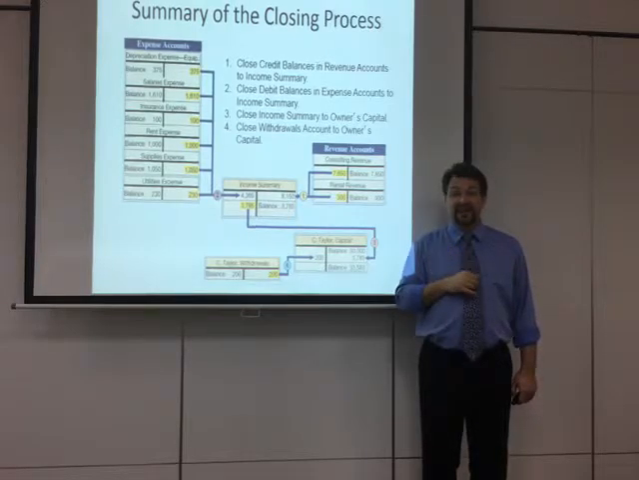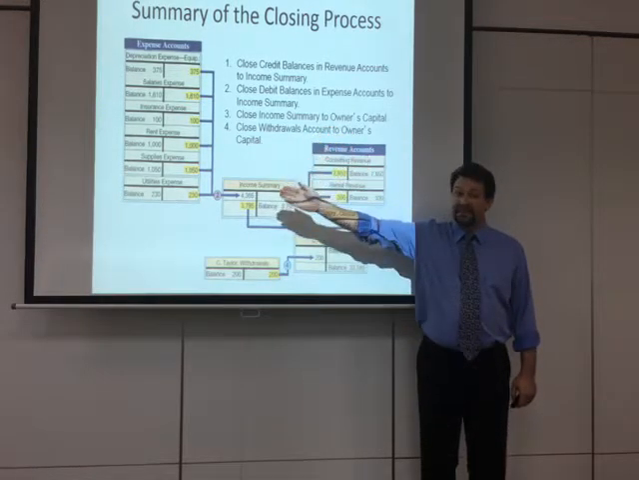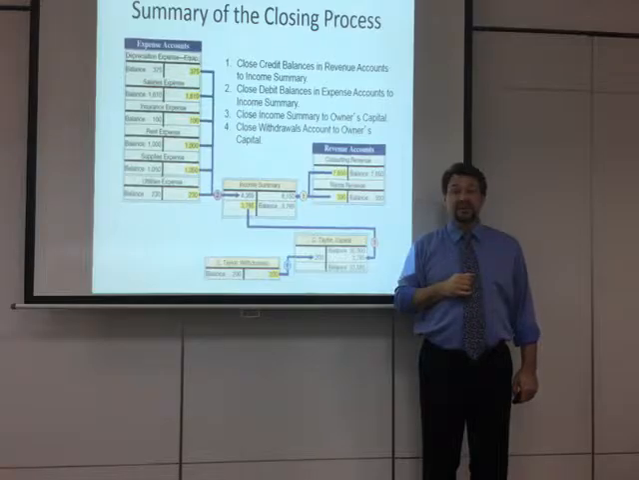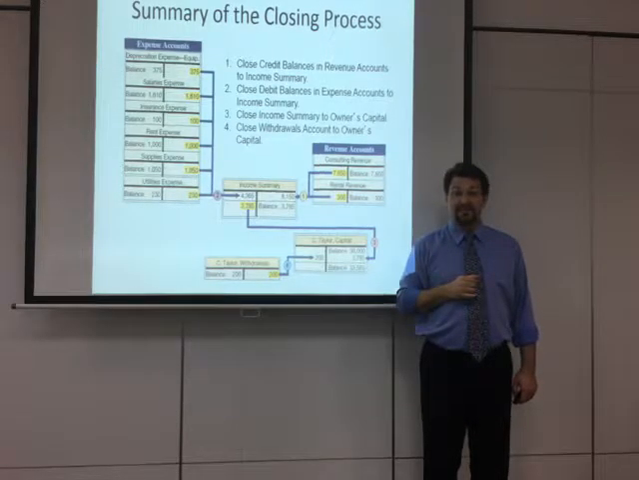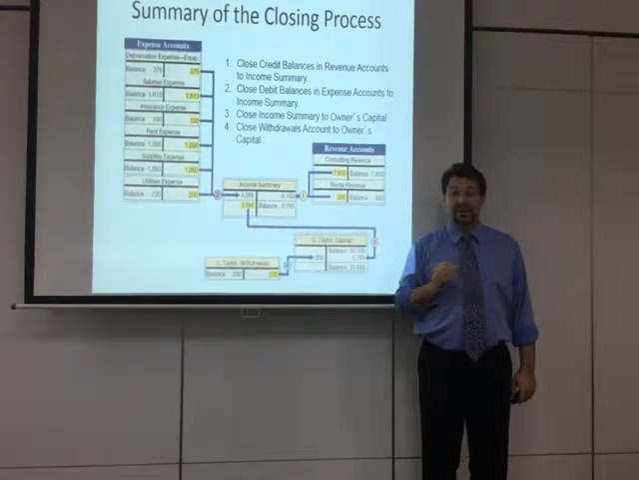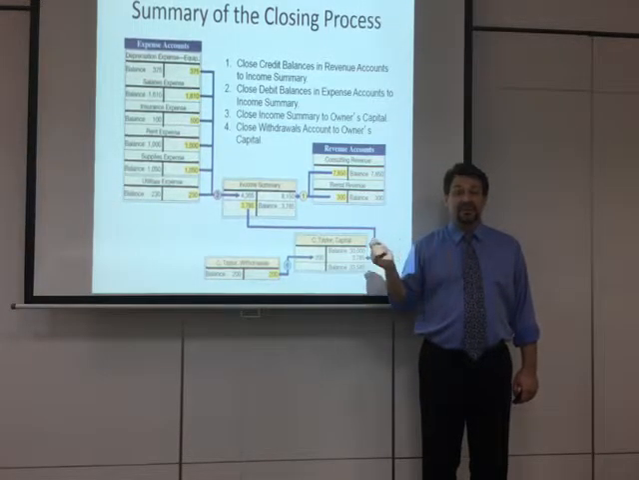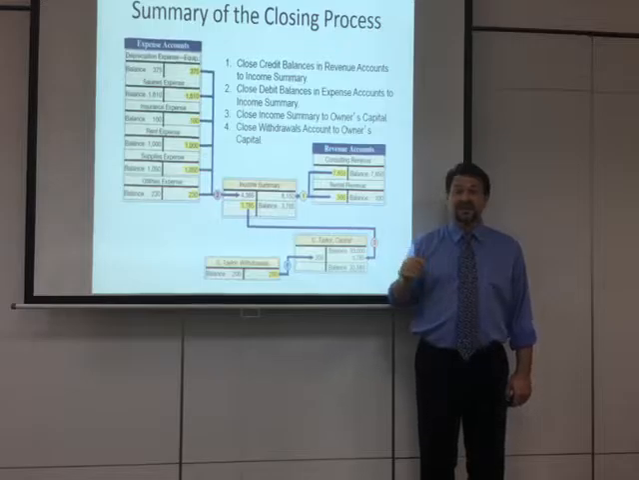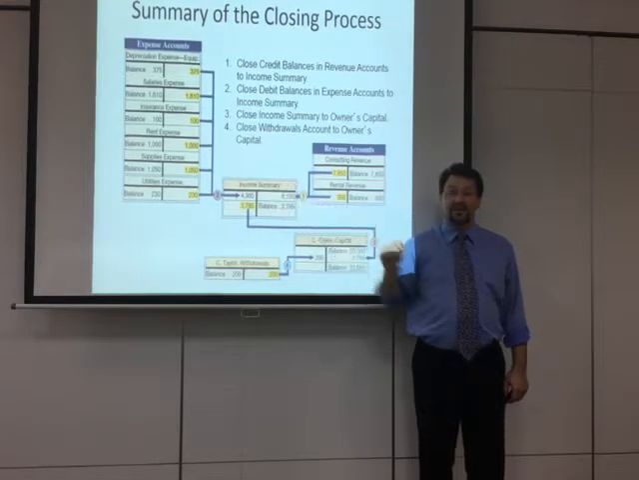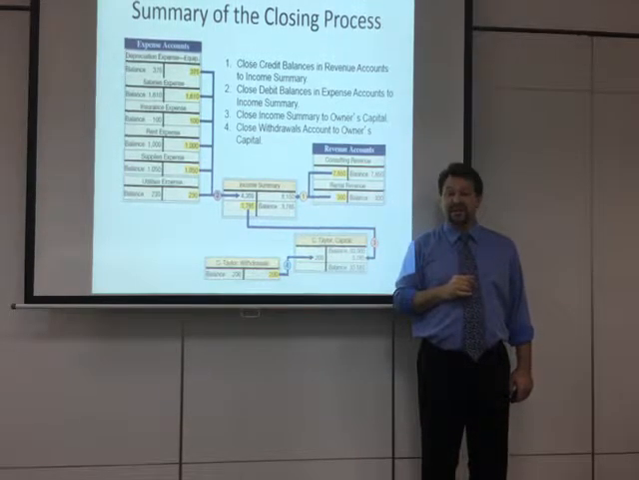Our second journal entry is closing out the expenses. The expenses normally have a debit balance. So to close it out and make the balances equal 0, we post a credit. By posting a credit on the expenses, we then post a debit on this temporary account called income summary.